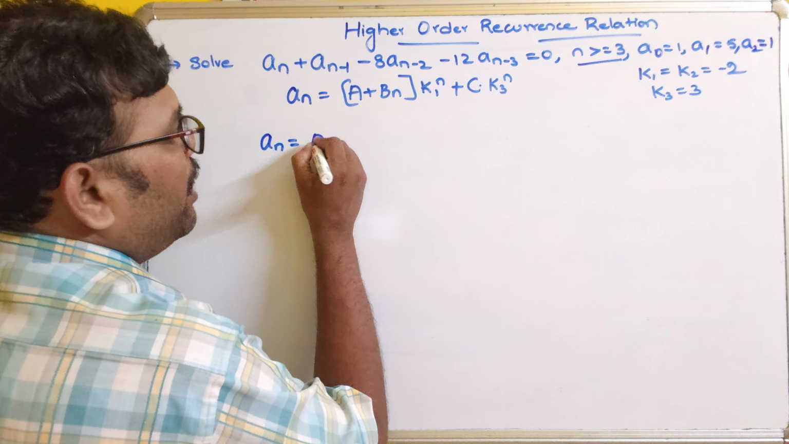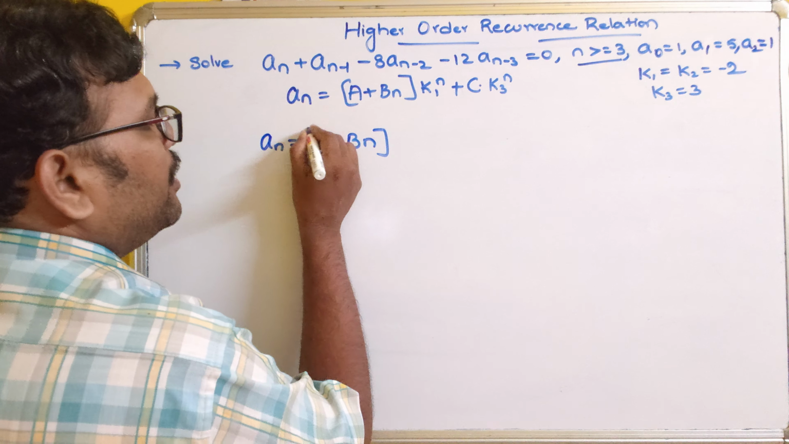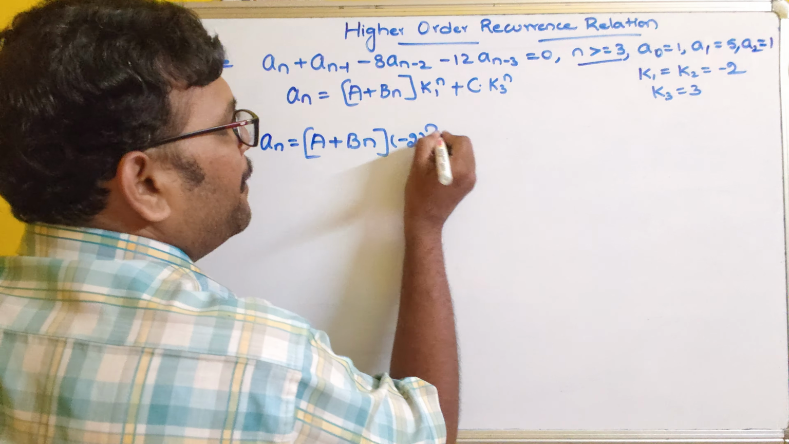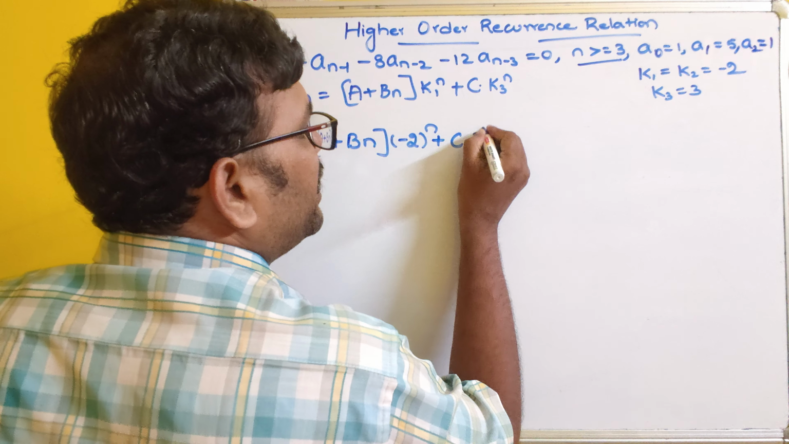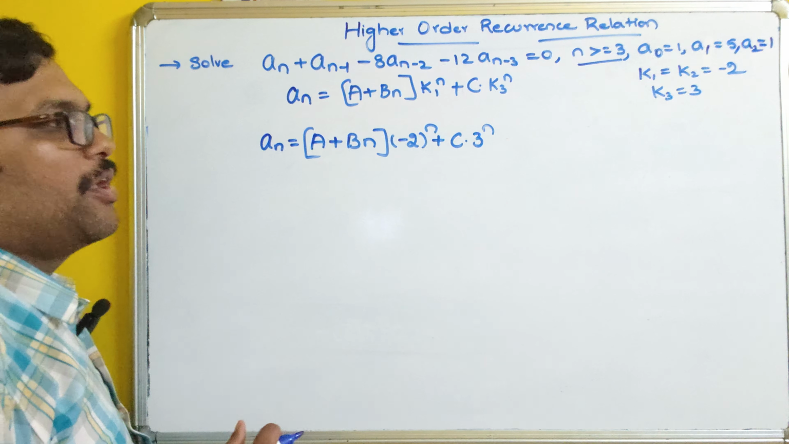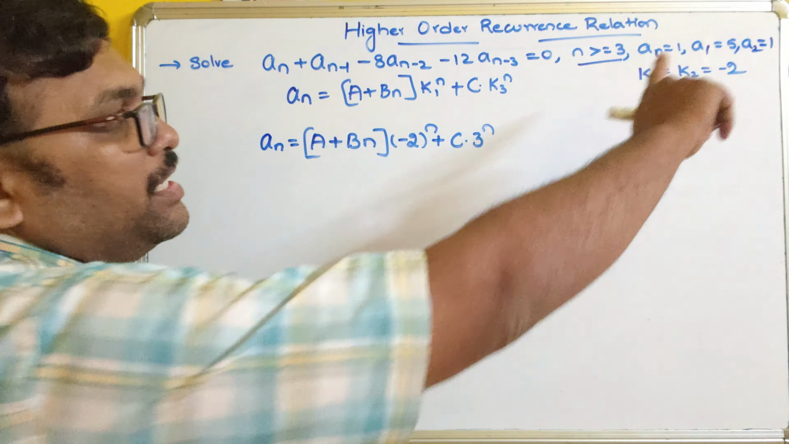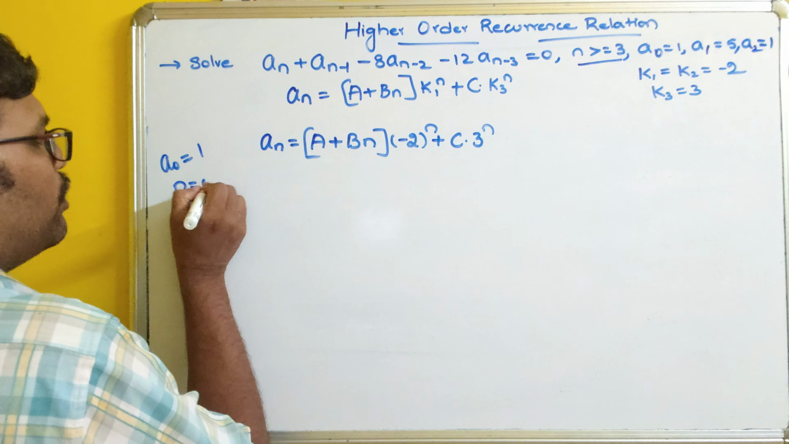a, we don't know the value, plus b into n into the k1 value, minus 2 power n, plus c into the k3 value, 3 power n. So this is the formula. Okay, so we know the initial conditions. Initial conditions, a0 is equal to 1. Let us take a0 equal to 1, so n is equal to 0.